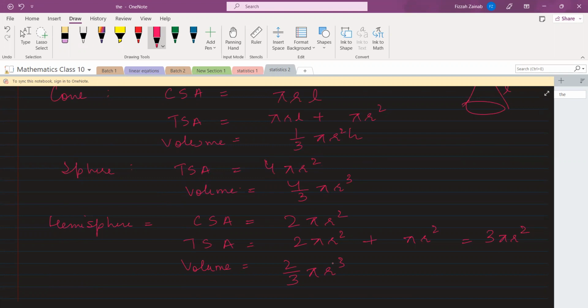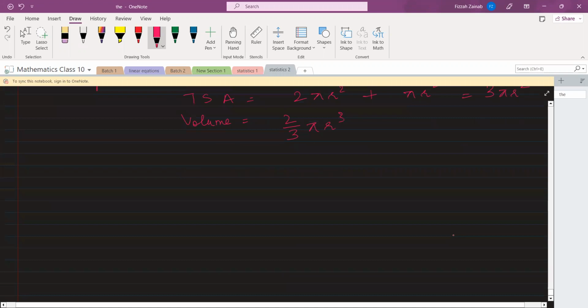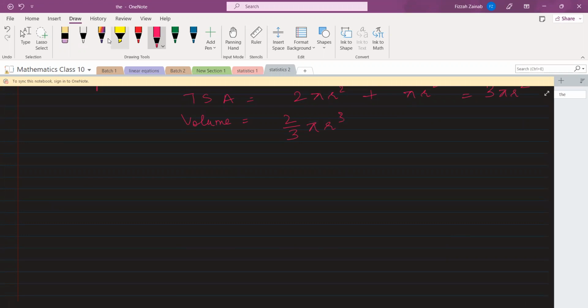Now let me give you few questions which came in CBSE previously. Let us solve it. NCERT questions are also important from this chapter. So this came in CBSE 2010, right? Sorry, 2010.